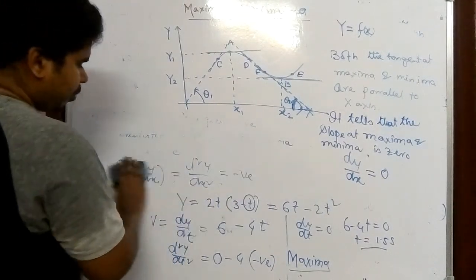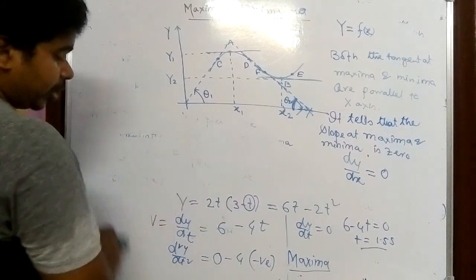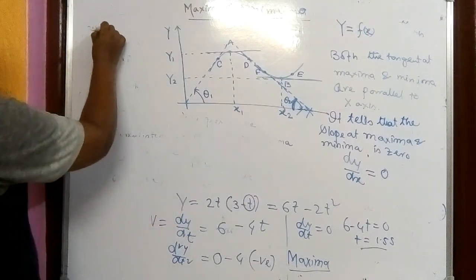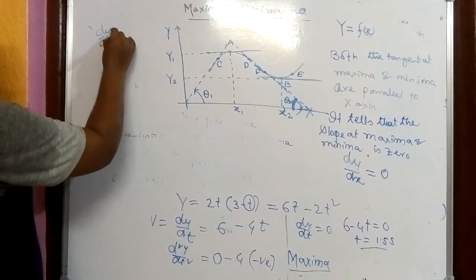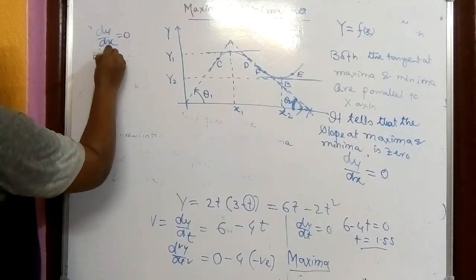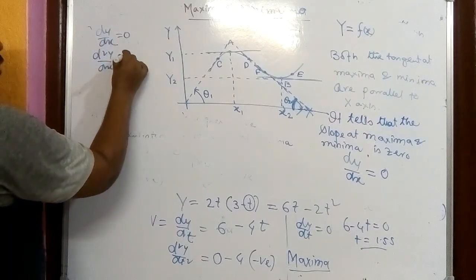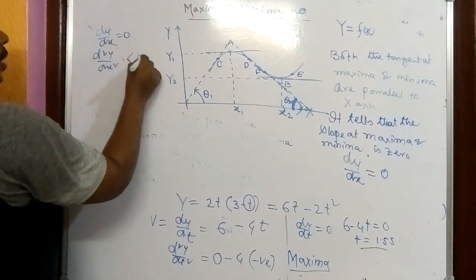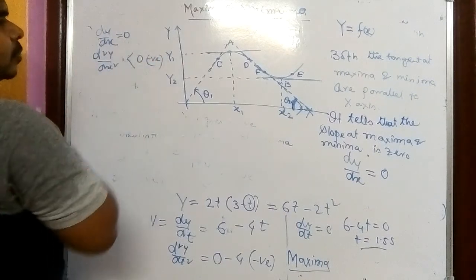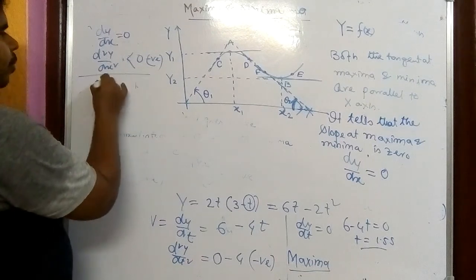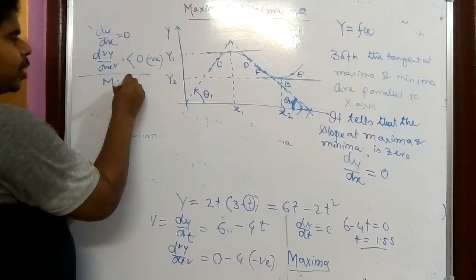So for maxima, at which point will there be maxima? To find the maxima, we first have to do dy by dx, that should be 0, and d2y by dx2 should be less than or equal to 0, that means negative. And then we will get maxima at that point.